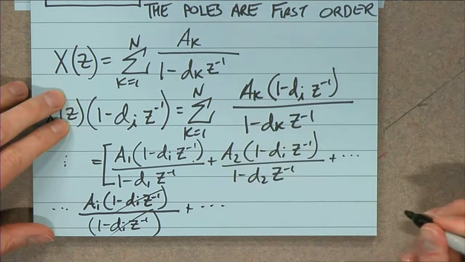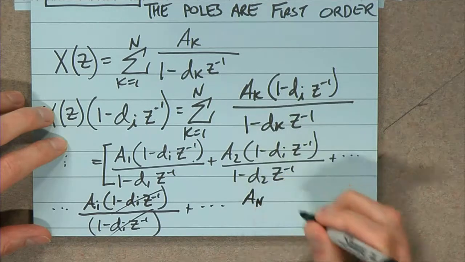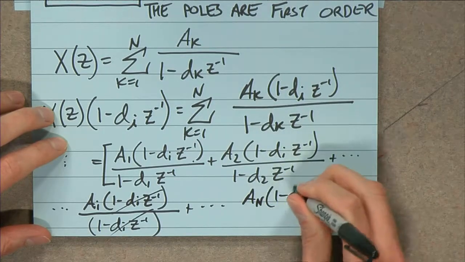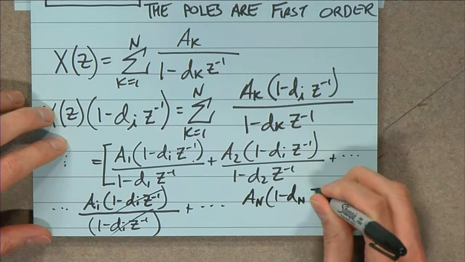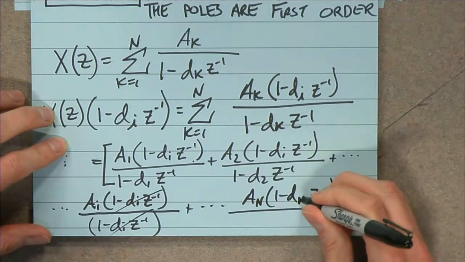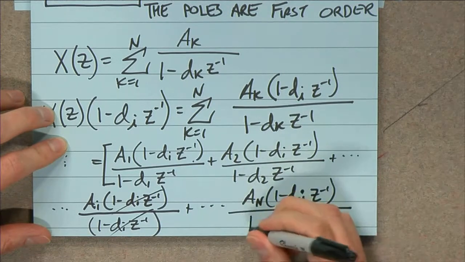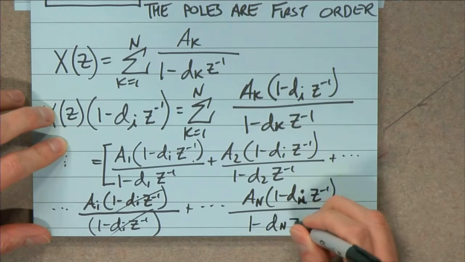And as we continue to the end, what do we get? We're finally at n. We get A sub n times 1 minus d sub i z inverse all over 1 minus d sub n z inverse. Sorry about that, that's d sub i, the thing that stays constant throughout this whole thing. And now we're down to d sub n z inverse.